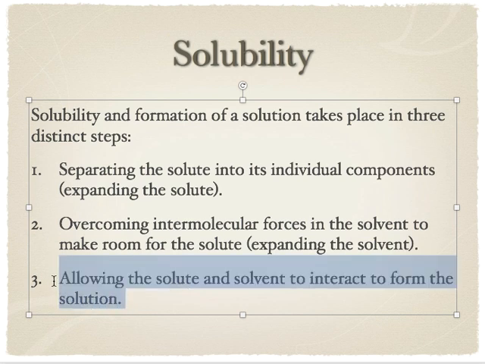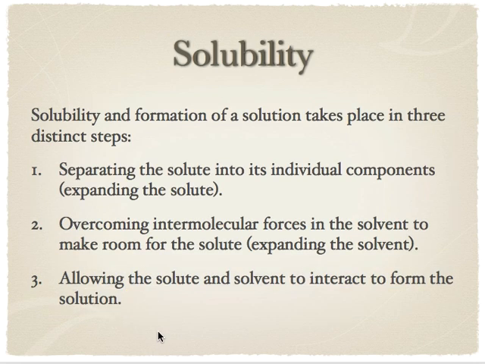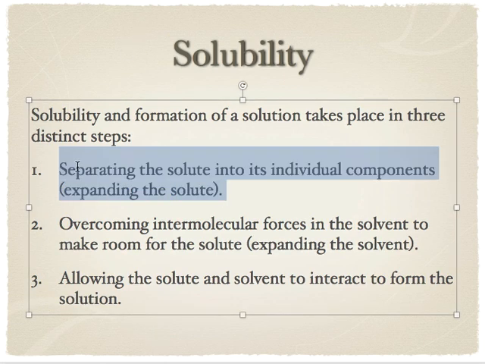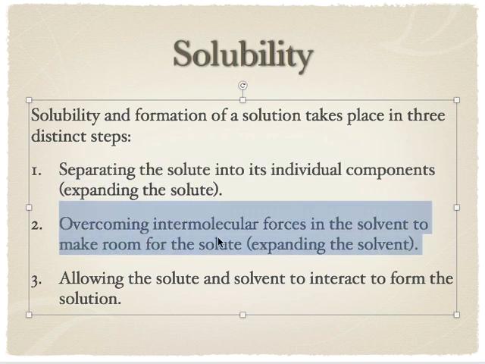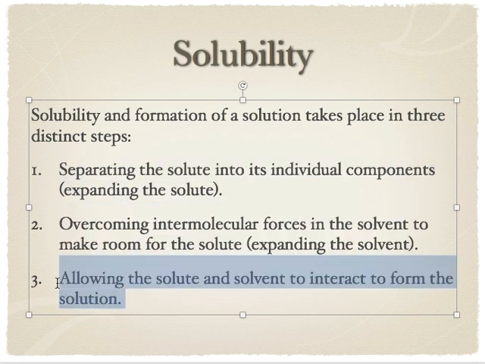Now, if step three does not have good interactions, in other words, if step three is endothermic, then I can't make a solution. Okay, so if you think about the example of oil and water. If I put oil in water, I have to separate oil from all its little oil friends, and then I have to separate water from all its little water friends, and then they have to interact. And I know you can think to yourself right now, they're not going to interact very well because water is polar and oil is not.